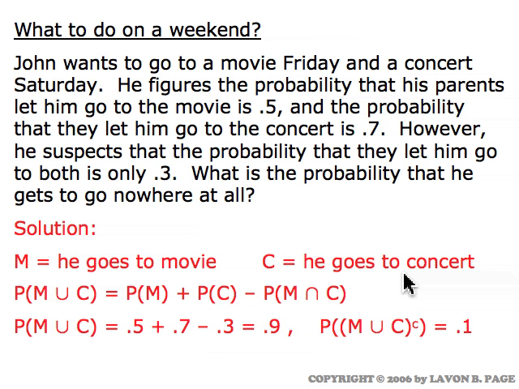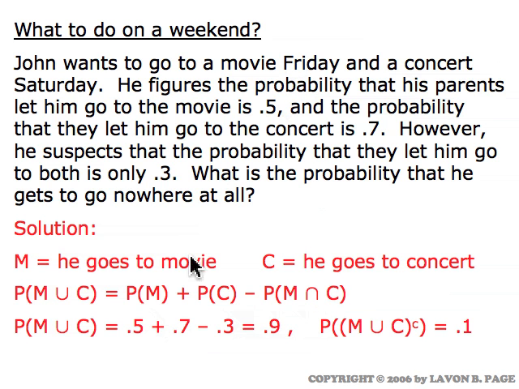But let's not concentrate on the individual outcomes, but simply think about the two events that are described by M and C, and let's see what information we can milk out of this equation. M union C says he goes to the movie or he goes to the concert. So this event is saying that he goes to at least one of the two events. And we know that its probability can be calculated as the sum of the two individual probabilities minus the probability of the intersection.